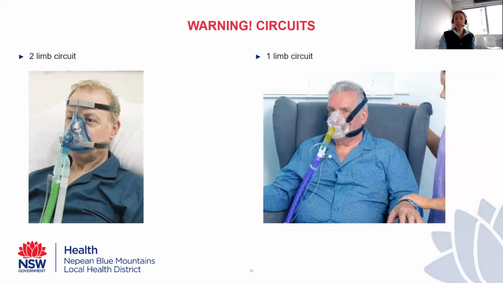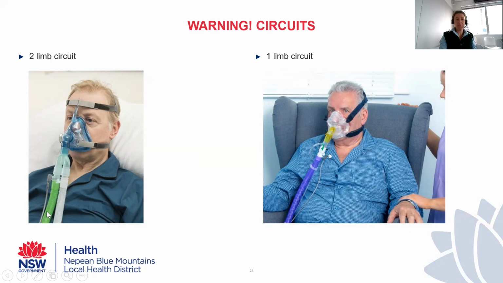I just want to take a moment to give a word of warning about circuits. So 2-limb circuits versus 1-limb circuits. Again, this is going to be different across all facilities and from ward to ward and unit to unit. So some people will have access to 2-limb circuits and some people will have access to only 1-limb circuits. A 2-limb circuit, so what's the difference? A 2-limb circuit has a limb, and when I say a limb, I'm referring to literally these plastic tubing pieces.